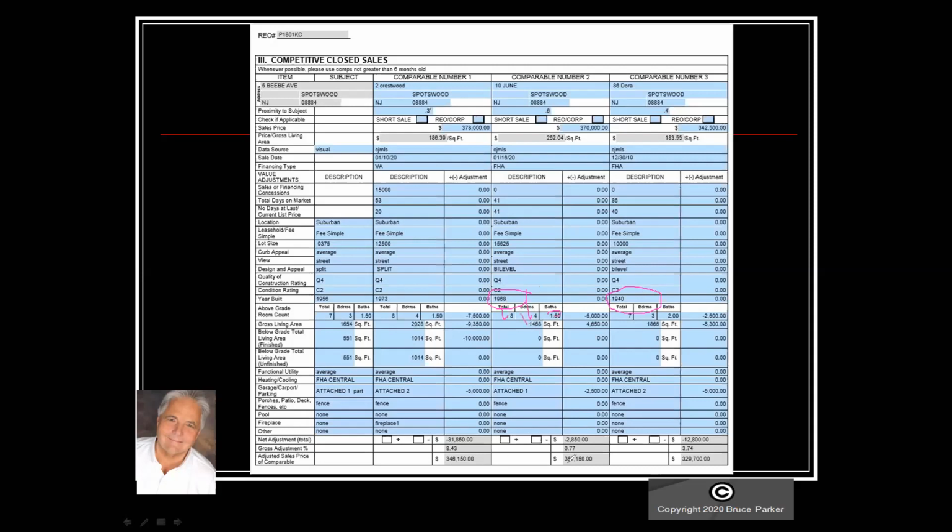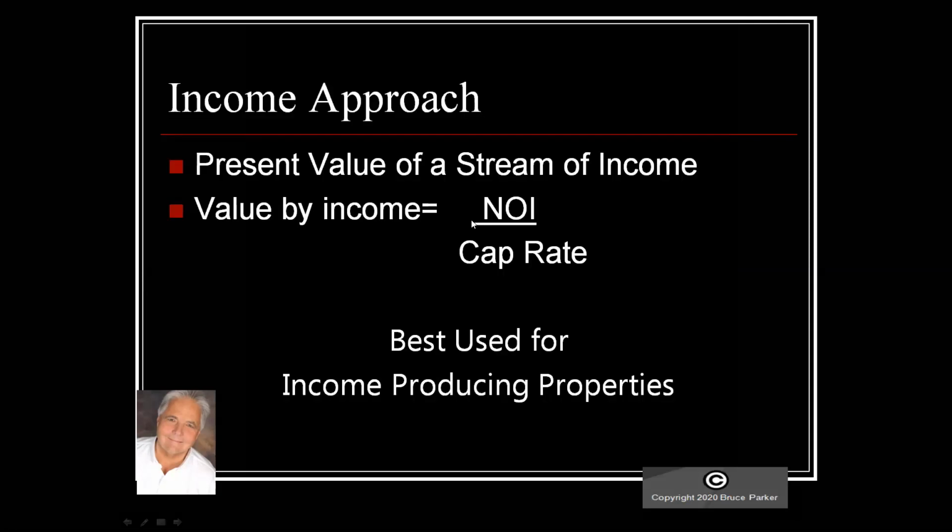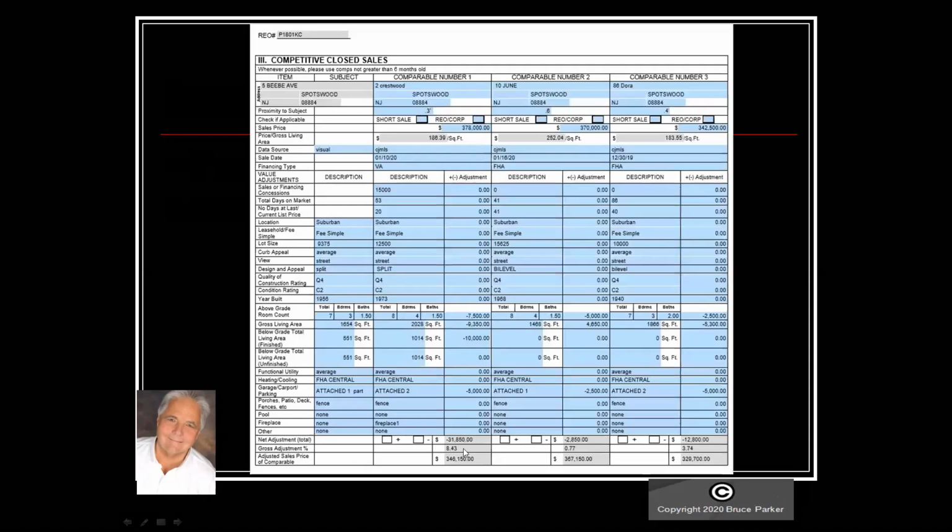So if I was going to come up with a value, I'd come up with a value somewhere between 346 and 367. And it's an opinion, right? It's not a formula. It's an opinion of value. The more of these you do, the better you get at it, but it's an opinion of value. Okay, and what we would do is that would give us our opinion of value on the comparable sales method.